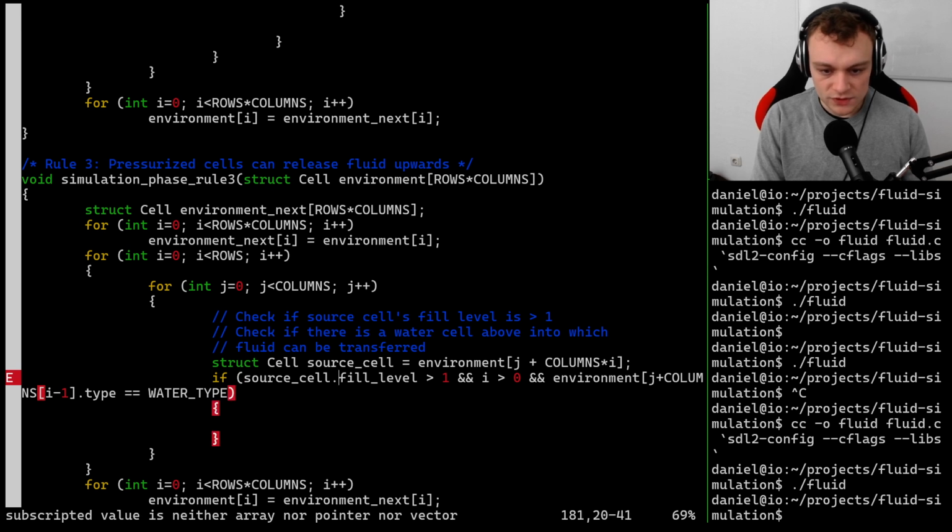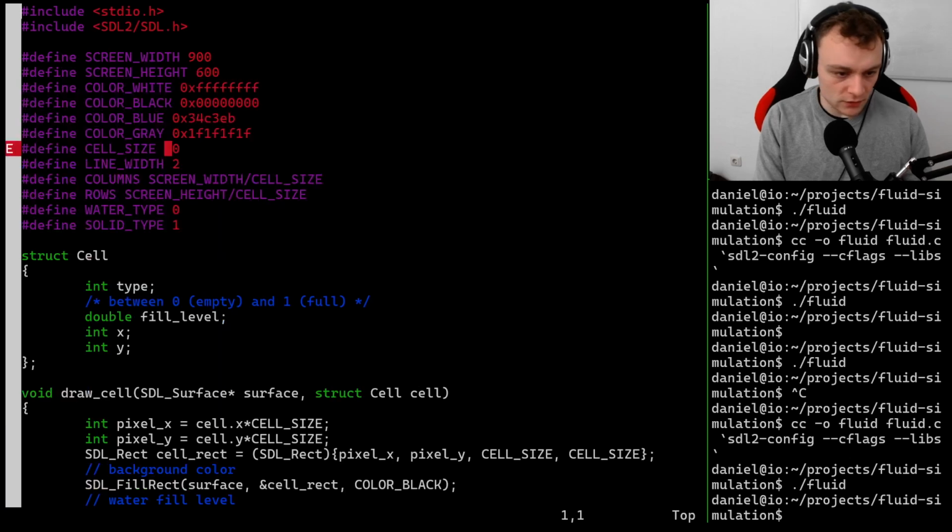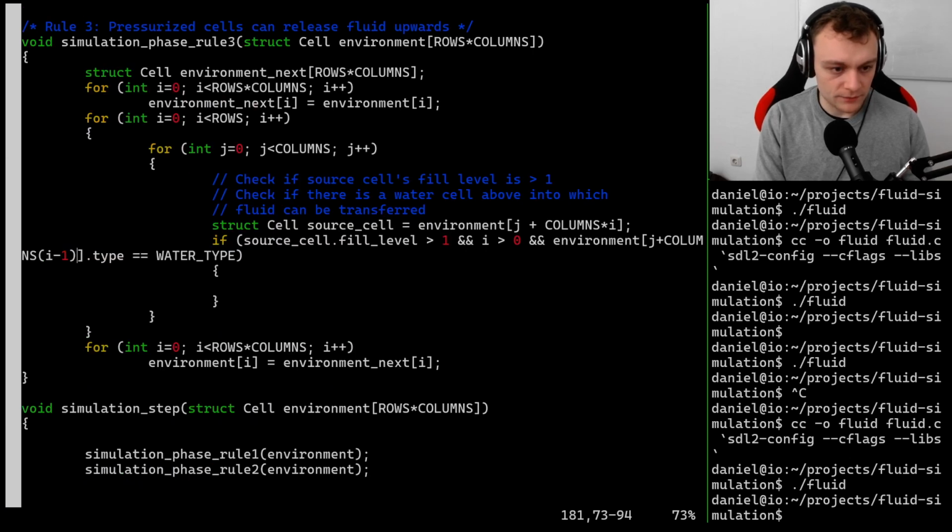So if the source cell's fill level is bigger than 1, that means there is pressure. Then we can only release pressure in case there is space above. So we can't be in the topmost row. And then we have to check that the cell above is of type water, because we can't release fluid into a solid cell.